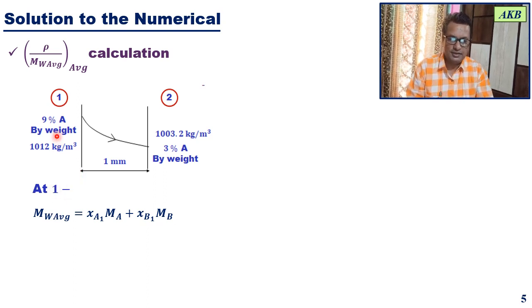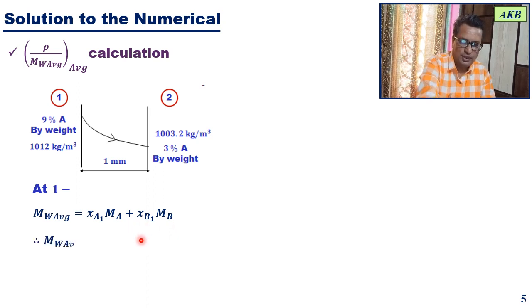How is it calculated? At end 1, average molecular weight is the sum of the product of mole fraction and molecular weight of the components. We have just two components. So this is mole fraction of A into its molecular weight plus mole fraction of B into its molecular weight: XA1 into MA plus XB1 into MB.